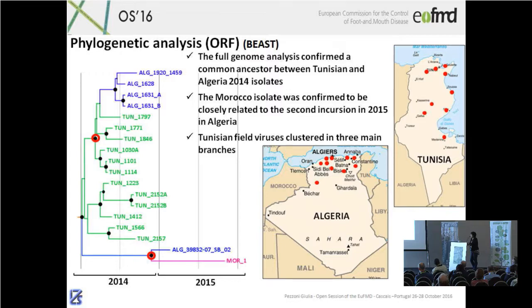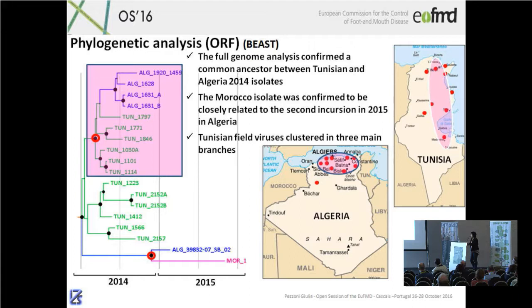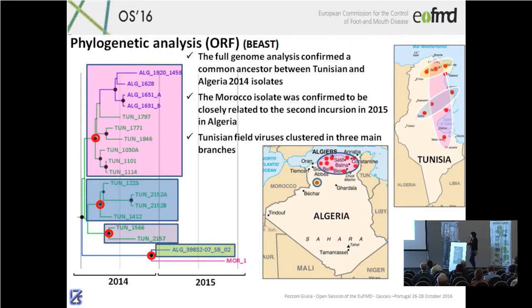The first one is this one. The 3 main branches were localized in 3 different geographical overlapping regions that I'm going to show you. This is the first one, which includes isolates from the provinces from the south to the north of Tunisia, related to the North Algerian isolates. The second one includes isolates in the central part of Tunisia, and the third one in the north of the country. The isolates from Algeria in 2015 are localized geographically apart from the others.